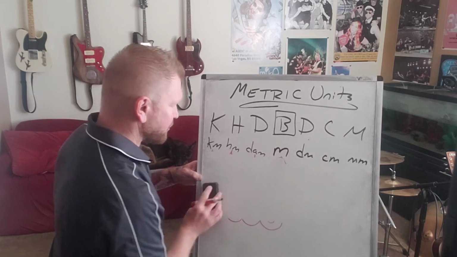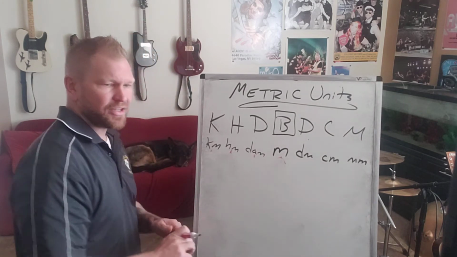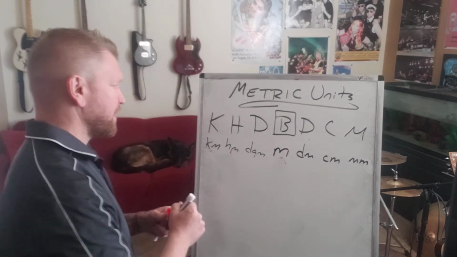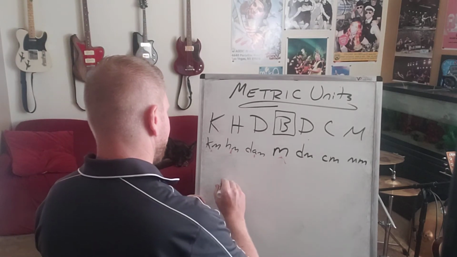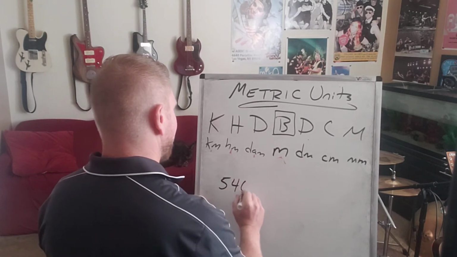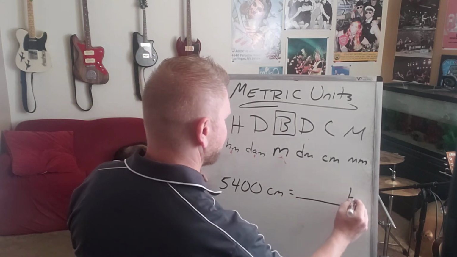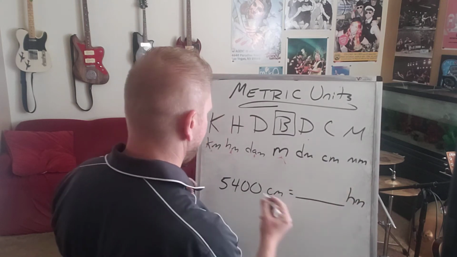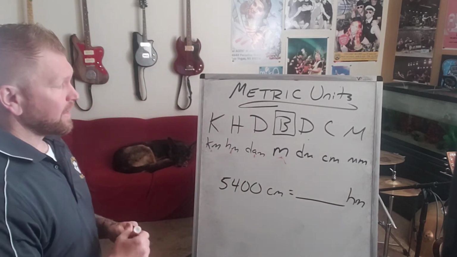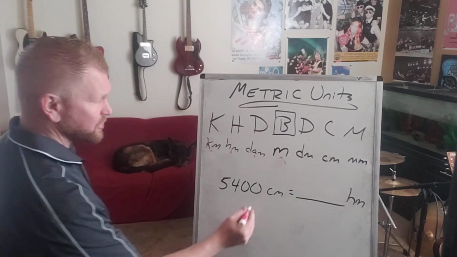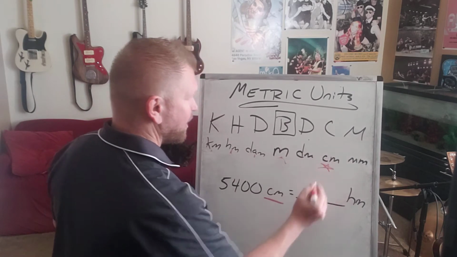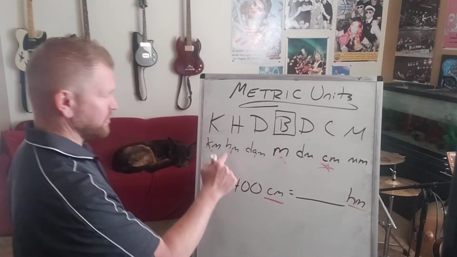Let's try another metric conversion. So let's say we have 5,400 centimeters, and we want to convert that into hectometers. All right, so this time, instead of starting at kilometer, I'm starting at centimeters. I'm starting right there, but I want to convert it to hectometer, which is over there.